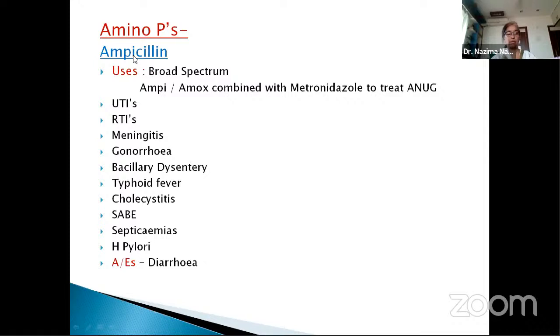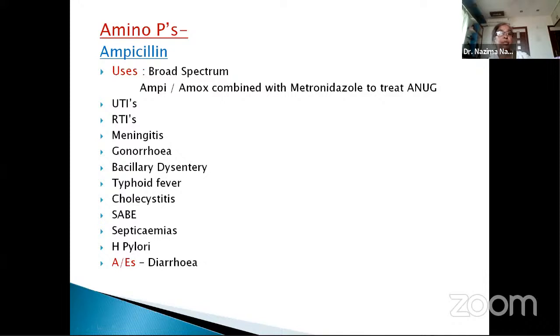Coming to the uses of this drug, it is a broad spectrum drug, that is, it is used in multiple infections, it acts on a large group of organisms. Therefore, it is broad spectrum in nature. Now here, either ampicillin or amoxicillin is combined with metronidazole to treat acute necrotizing ulcerative gingivitis. So in dentistry, generally we are combining metronidazole with ampicillin or amoxicillin to treat this condition. So these are the uses in dentistry as such.